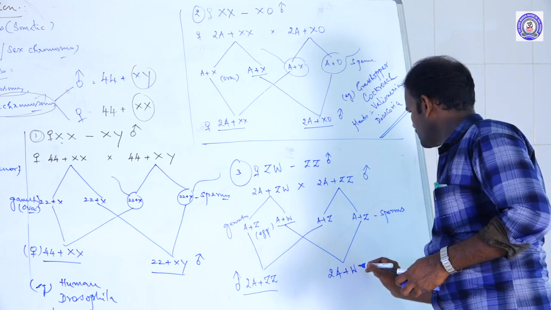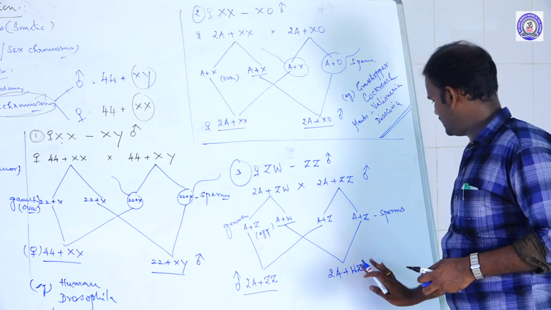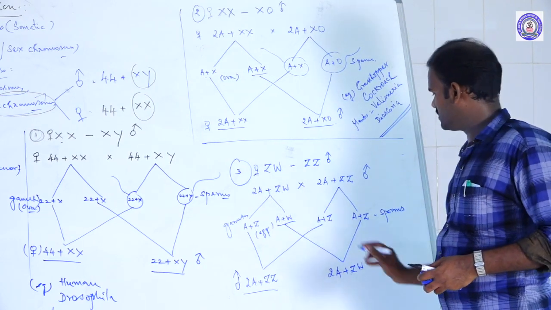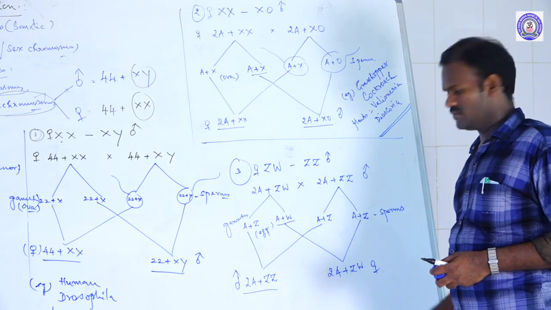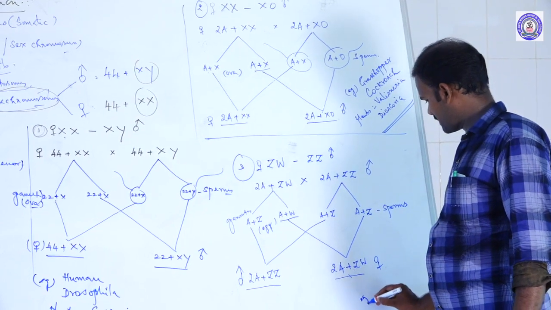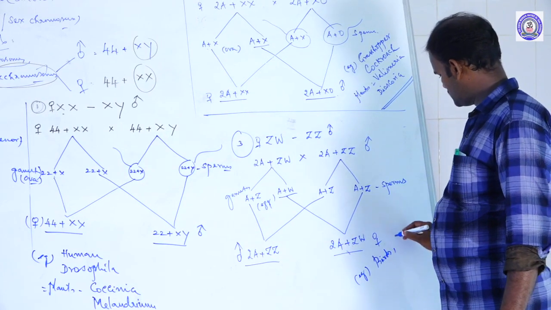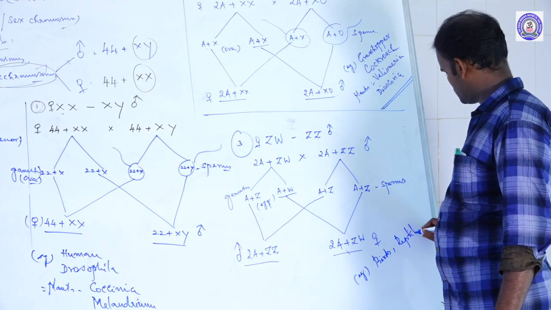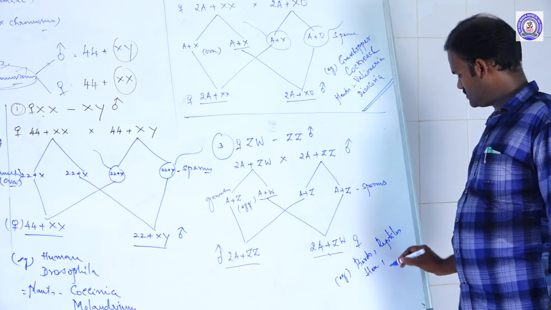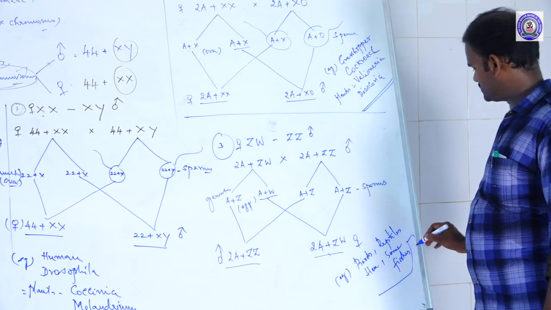plus WZ. I mean ZW. So the offsprings are female. So this type of sex determination is present in birds, reptiles, and some fishes also.